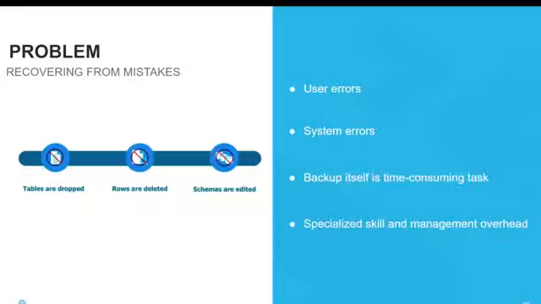As we are working with the data, there will always be a problem where somebody did something by mistake, which is not supposed to happen. Somebody has dropped a table, or some rows are deleted, or a schema has been edited in your database, right? It could be a user error where somebody working with the data mistakenly deletes the rows or the tables from your database, or it could be a system error where your entire infrastructure is down, or by mistake all the components you have in that infrastructure have been wiped out.